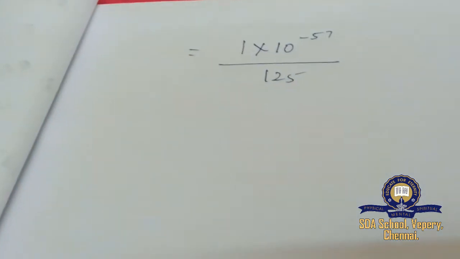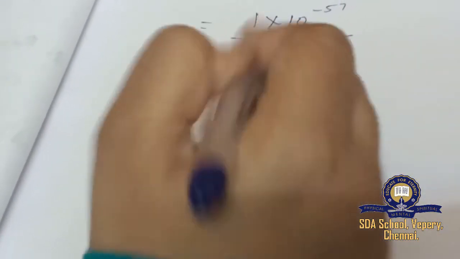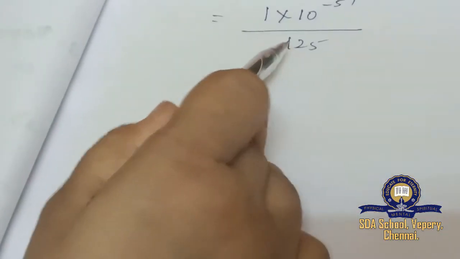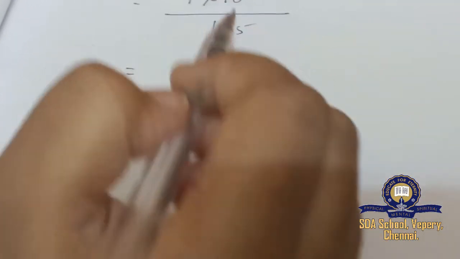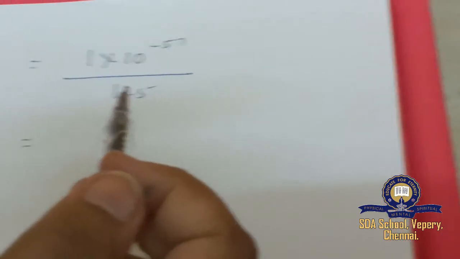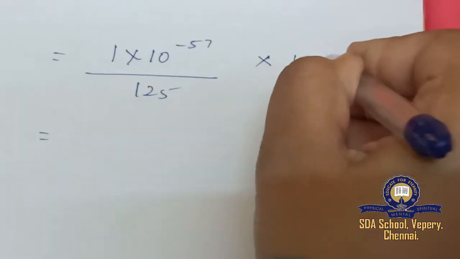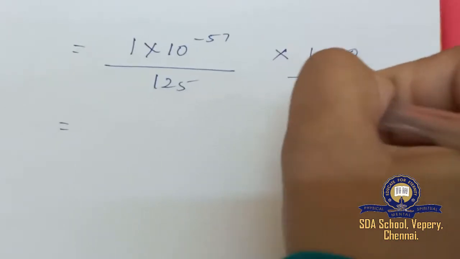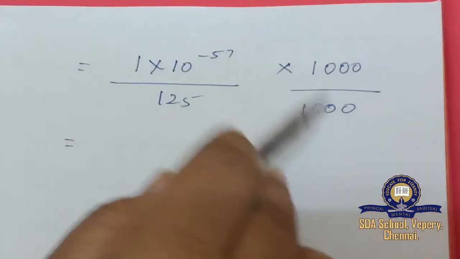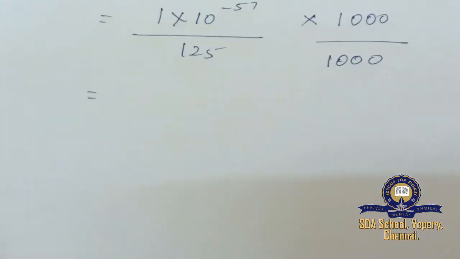But is this my standard notation? Is this how I have to end? Definitely not. What I am supposed to do is, see, I have 1 by 125, right? Now let me try to simplify this, but directly I cannot simplify. I have one more method for this. I will multiply and divide by 1000. See, if I multiply and divide with the same number, it won't change my sum at all. So you can do it in any way. This is my shortcut method.